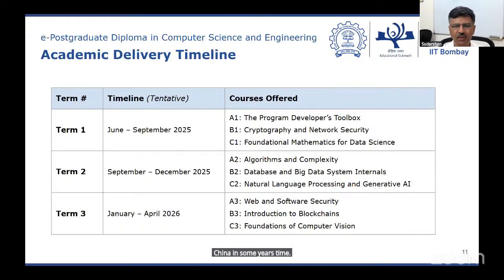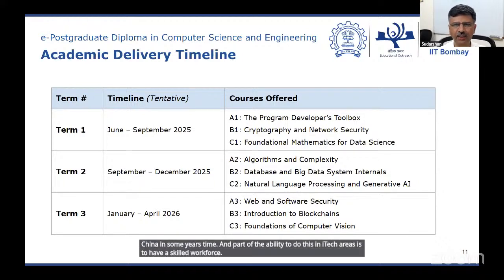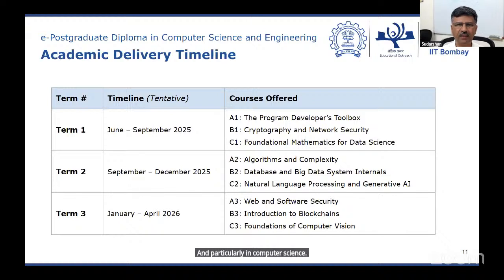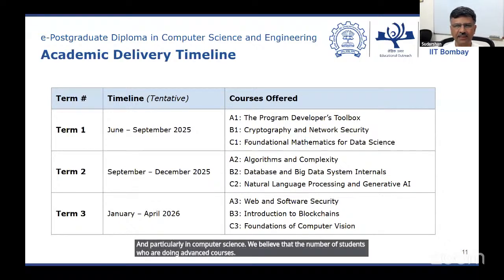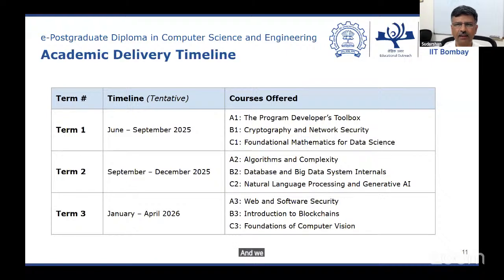And part of the ability to do this in high-tech areas is to have a skilled workforce. Particularly in computer science, we believe that the number of students who are doing advanced courses, masters and PhD, is too small compared to the needs of a country of the size of India. And we believe that this ePGD program is one step towards solving that problem.